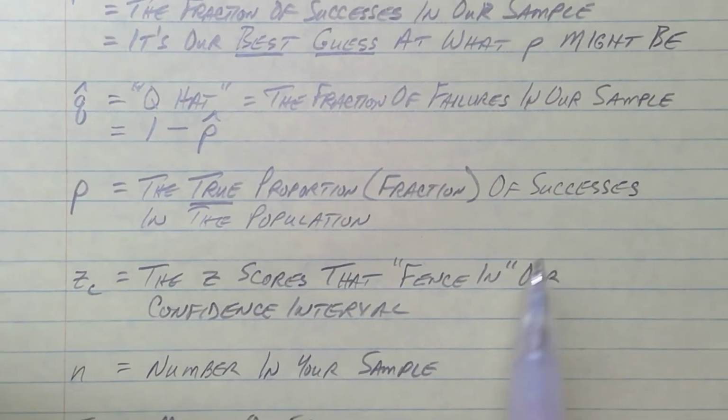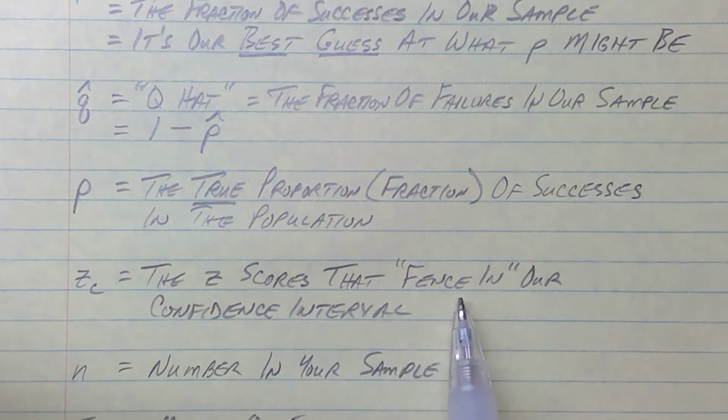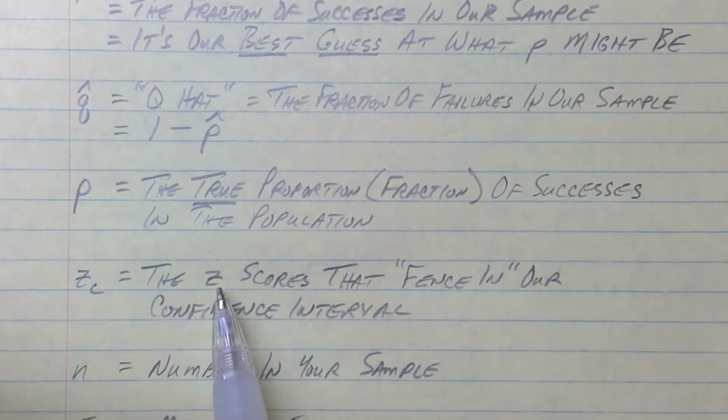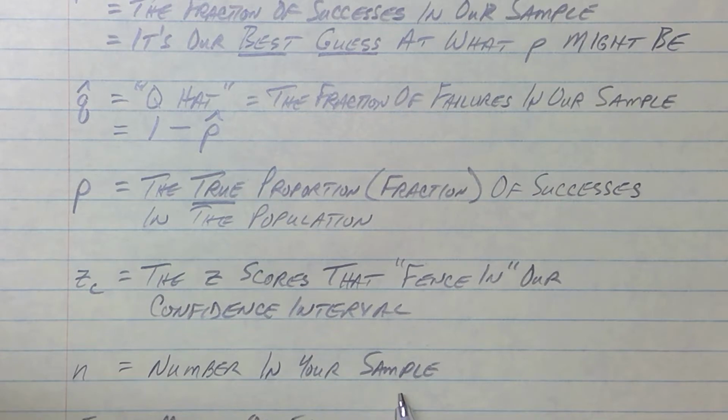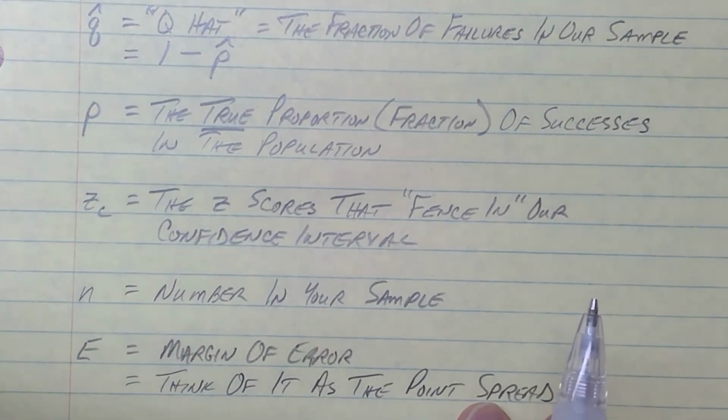Z of C, these are the z-scores that bracket or fence in our confidence interval. Whatever confidence interval they ask us to do, we need to find the negative z and the positive z that fence that area in. I'll show you in just a second. N, of course, is the number of samples. In our example, it'd be the number of games we watched. And E is the margin of error.